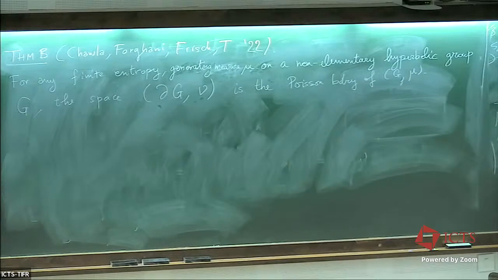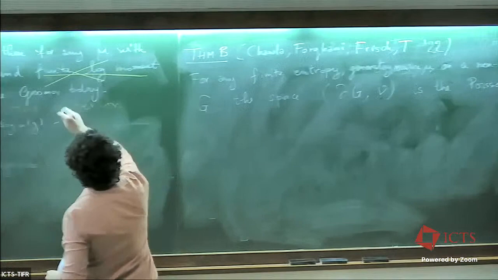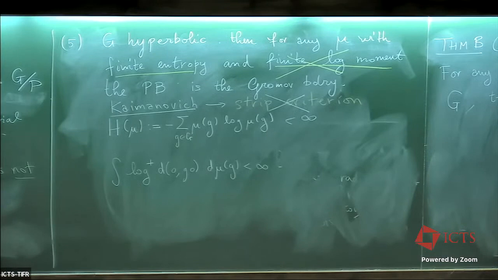So here we remove any moment condition of sorts, but we only use the function. And we do not use the strip criterion. We will see tomorrow what the proof is. So we still use entropy theory. So that's why the finite entropy is very good.